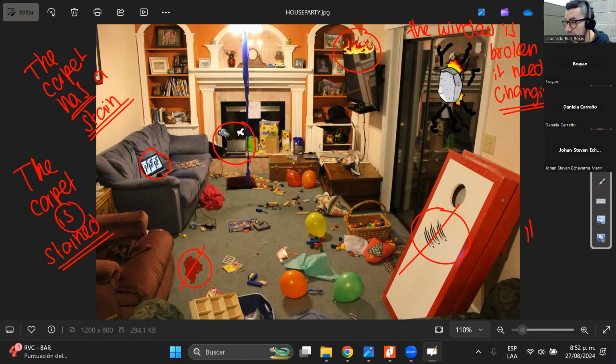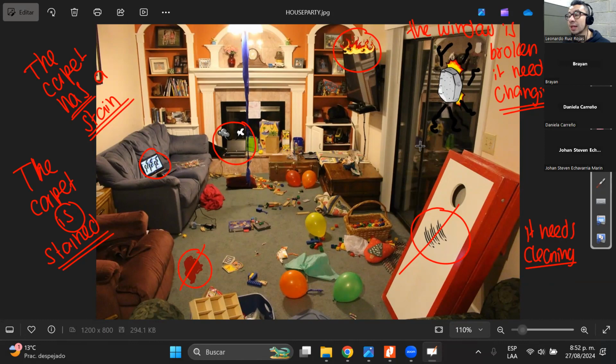Puede ser it needs cleaning, ¿cierto? It needs cleaning, one possibility. Other possibility, it needs organizing. It needs to be organized. It needs to be cleaned. Yeah, it needs to be ordered. Could be, right? Entonces, that's it.